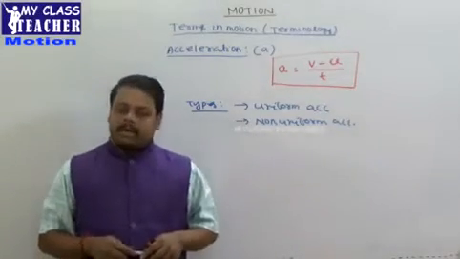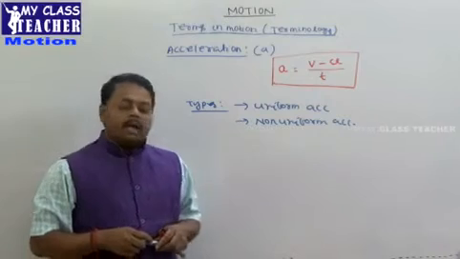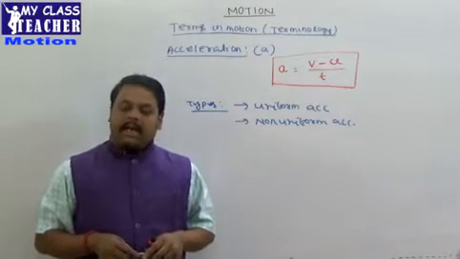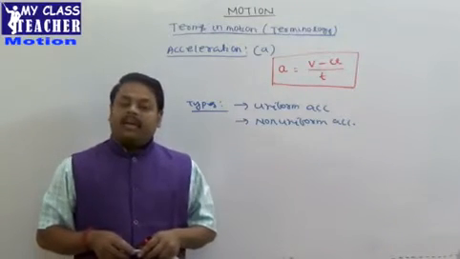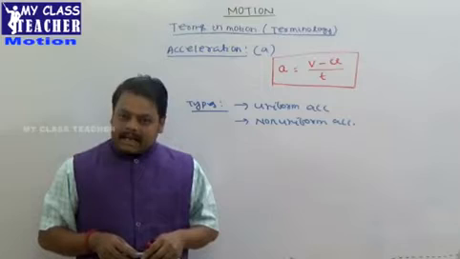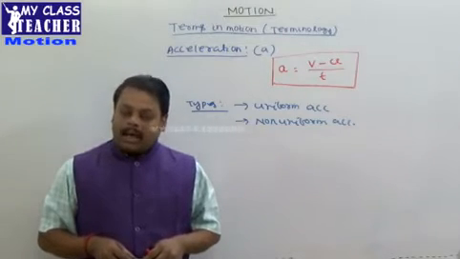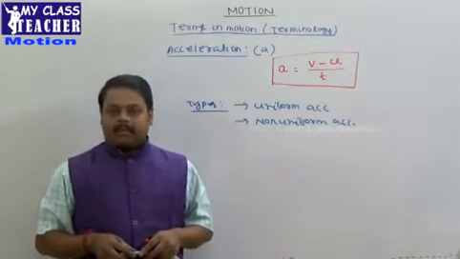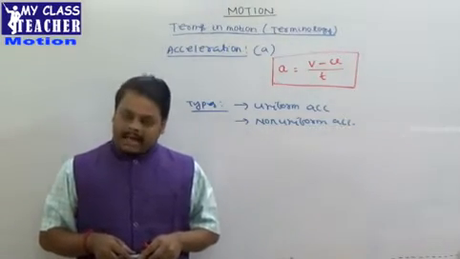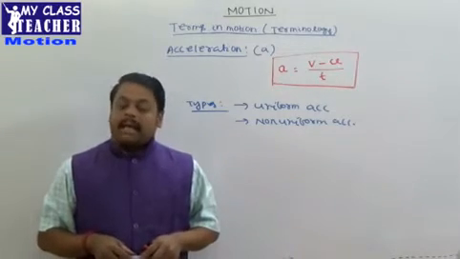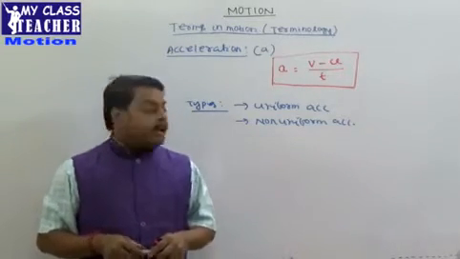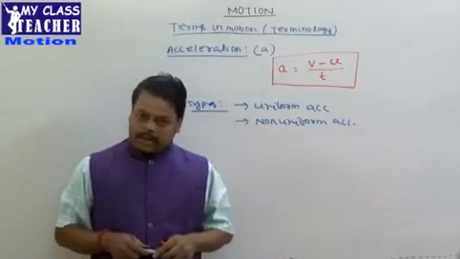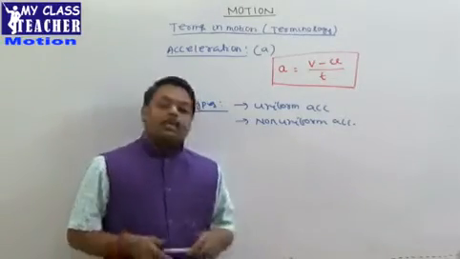First लिखो uniform acceleration. In uniform acceleration, the velocity of a body increases by equal amount in equal interval of a time. That is called as the uniform acceleration.